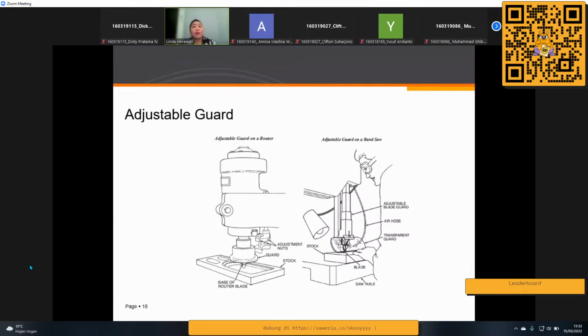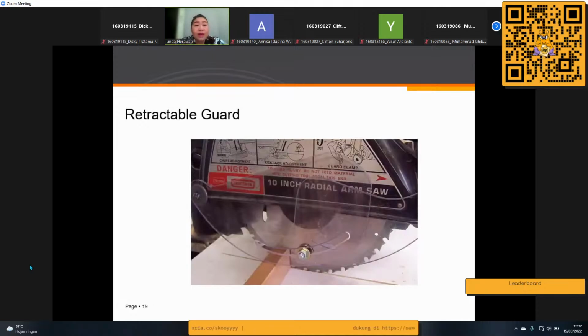It's maybe like one bolt, or maybe it can be easily pulled and then put back on the area that you want to adjust based on the size of the material that you are processing. The third one is the retractable guard. Retractable guard means the guard can go from the minimized to the maximized area like this.